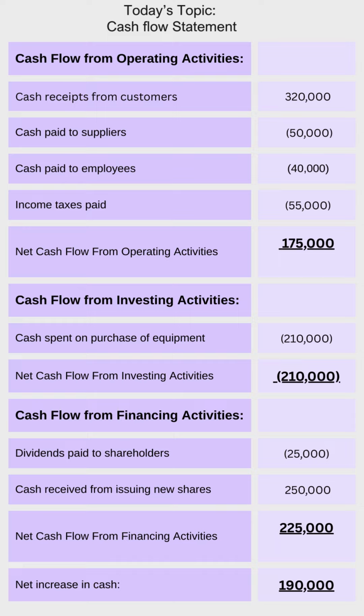In the investing activities, the business purchased equipment for a total of $210,000. Now finally, in the financing activities, the business paid a total of $25,000 in dividends to the shareholders, and also sold some shares. From the new shares, the business generated a total of $250,000. So finally, after the sum of all three activities, the business cash increased by a total of $190,000 for that period.